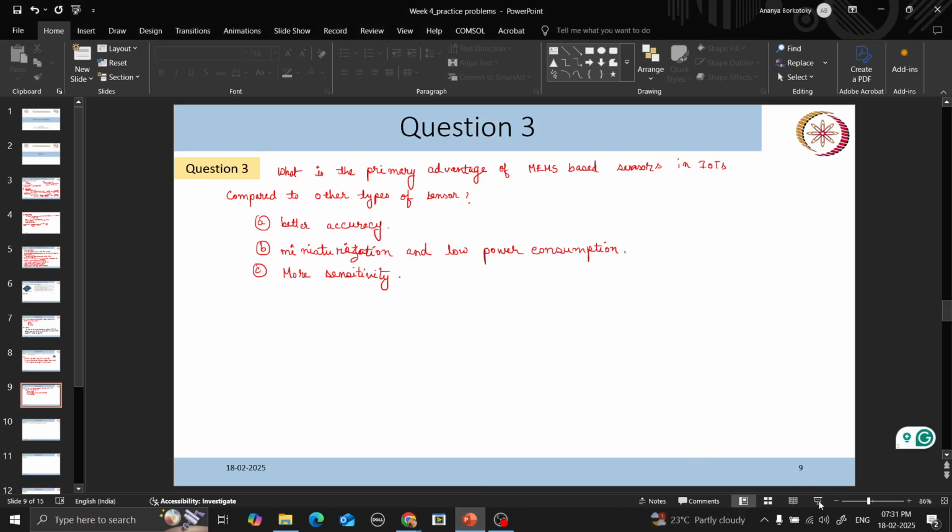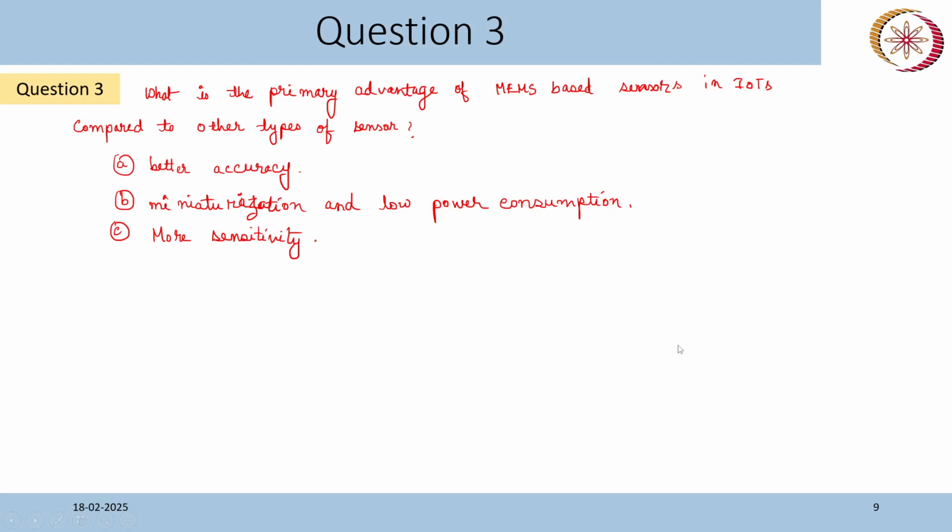Yes, answer B is the correct answer because we are talking about IoT, where many different types of sensors are used. Basically, it's a network of different sensors. MEMS sensors can provide better accuracy or more sensitivity based on the design, but the main advantage is miniaturization and low power consumption. Why low power consumption? Because they are very small in size, so they require very little power for operation.